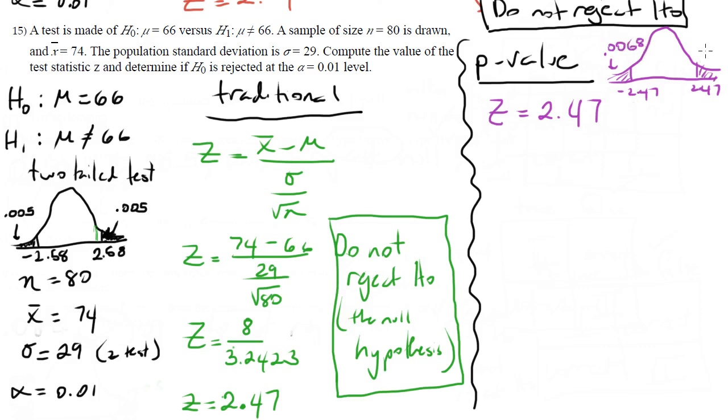But this is two-tailed. This area is also 0.0068. So my p-value is really 2 times 0.0068, right? Because each of these areas is 0.0068. So my p-value has to be 2 times that. I hope that makes sense. So my p equals 0.0136. That's my p-value that I'm comparing with alpha.